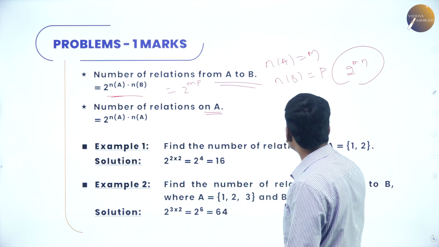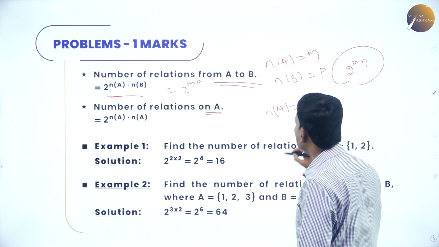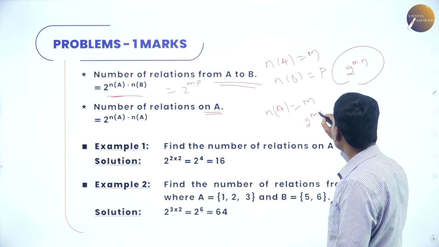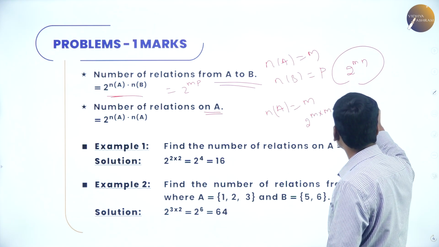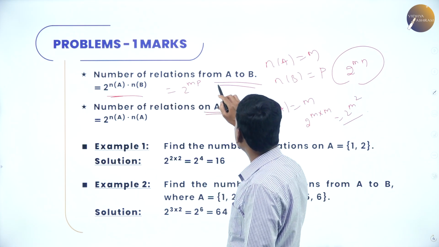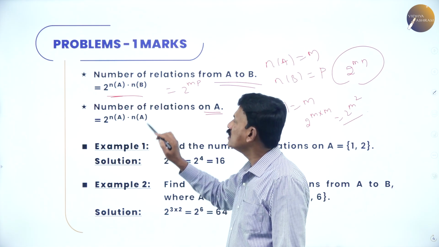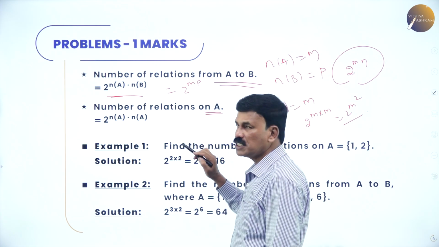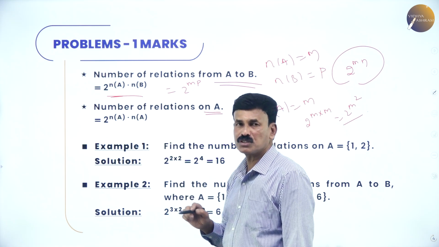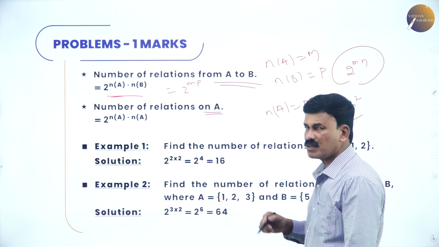That is, if the number of elements in set A is equal to M, then the number of relations from A to A is given by 2 to the power of M into M, which is 2 to the power of M square. That's it. So the number of relations from A to B is 2 to the power of number of elements in A into number of elements in B, and the number of relations on A to A is 2 to the power of M square or N square.